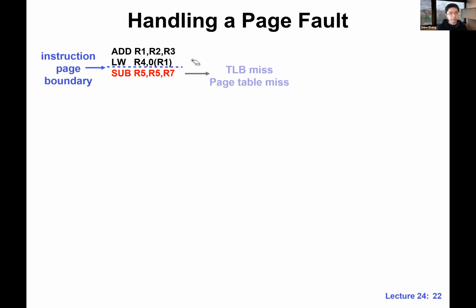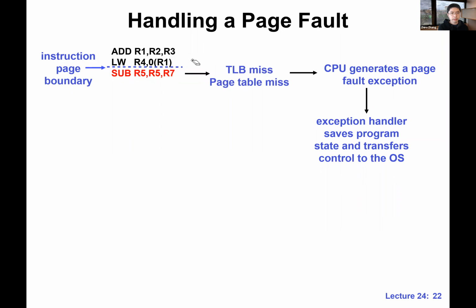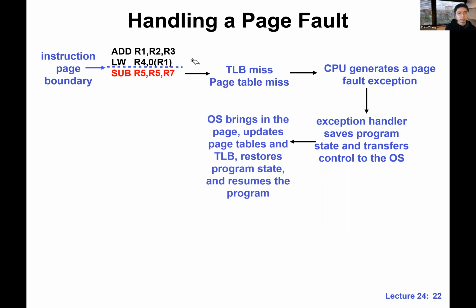That's where we have a page fault, and we have a TLB miss and a page table miss, and the CPU generates this page fault exception. Then the exception handler steps in, saves the program state, and transfers control to the OS. Then the OS will be hard at work. The OS will bring in the pages, update the page table and TLB, restore the program state and resume the program. So this is something that the OS can do. All right, is this sequence making sense? Any questions?